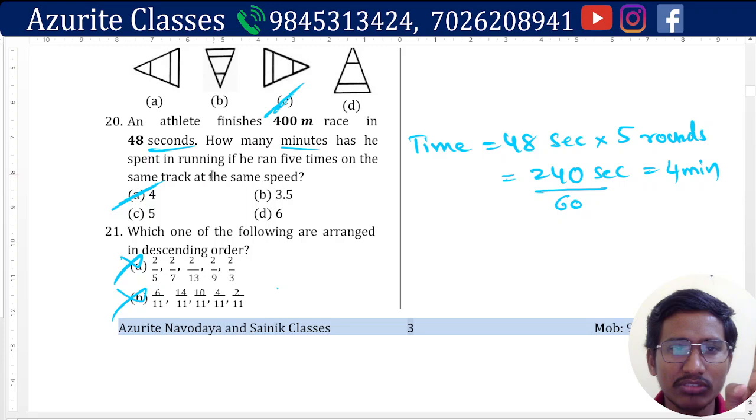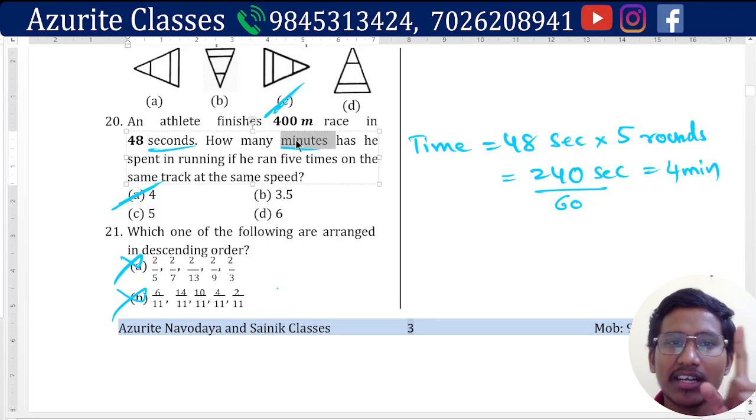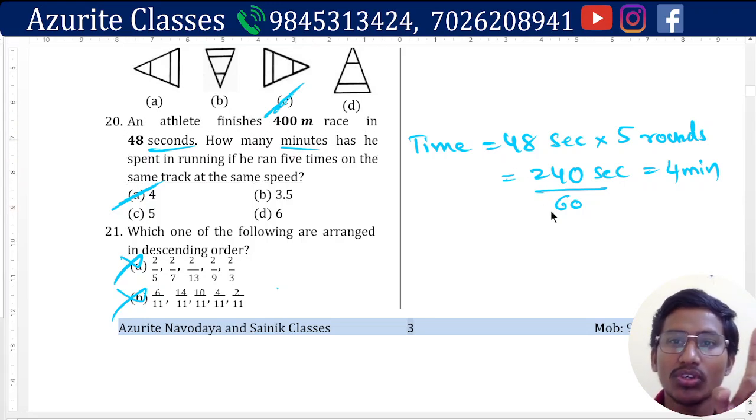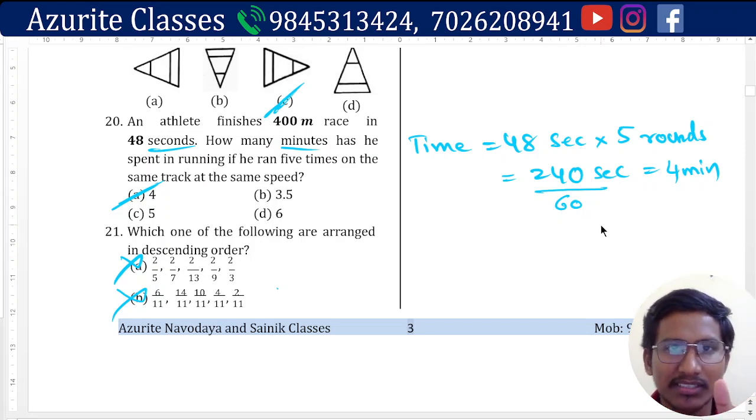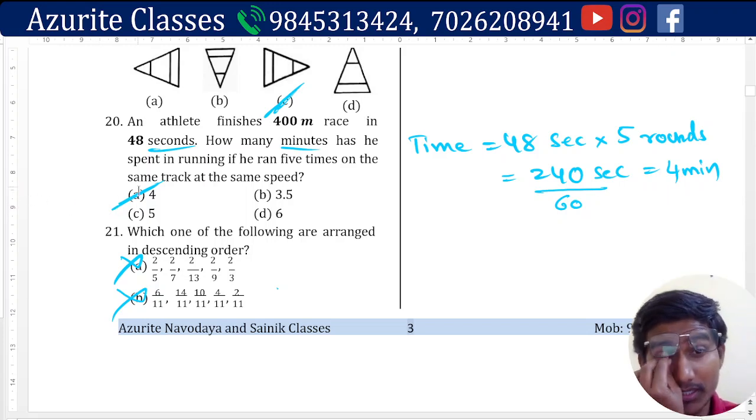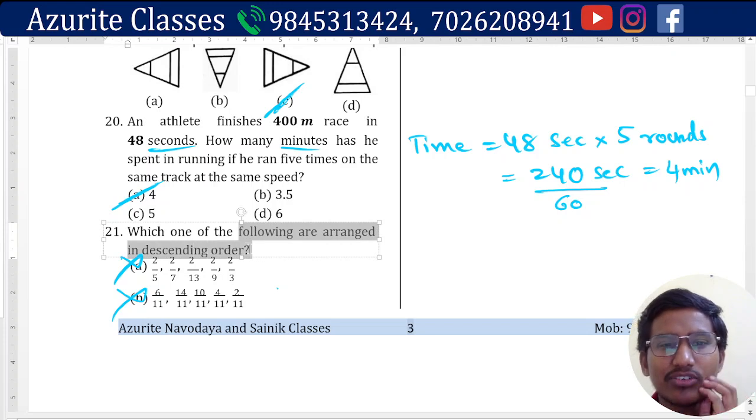So we have to convert it into minutes, right? They are asking how many minutes. So divide by 60, because 1 minute is 60 seconds, right? So divide by 60: 0 and 0 cancel, 6 fours are 24. So 4 minutes will be the answer, option A. Okay. Now 21. Which of the following are arranged in descending order?